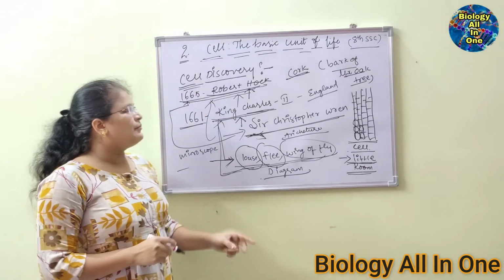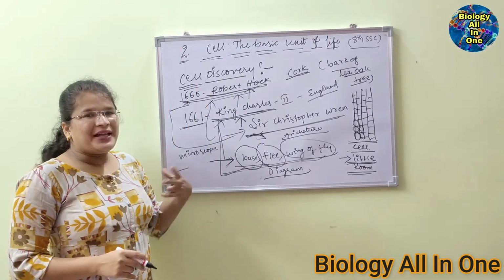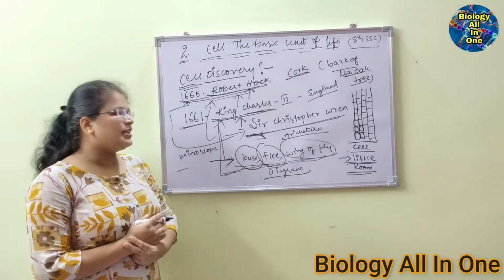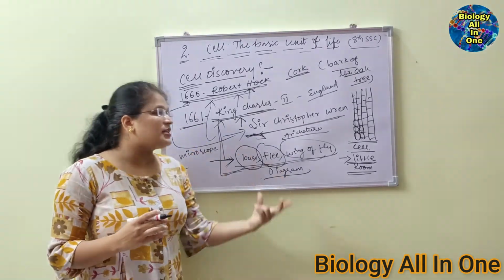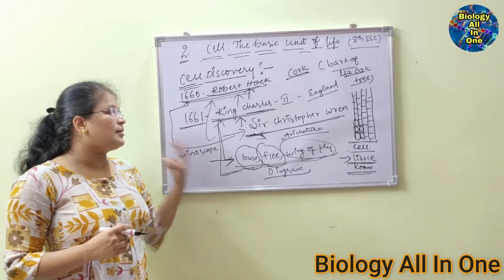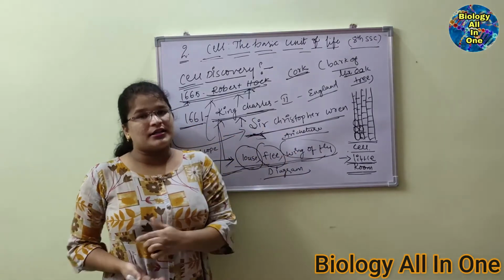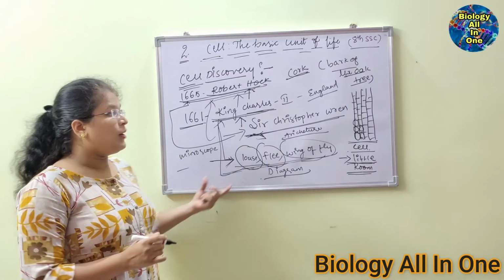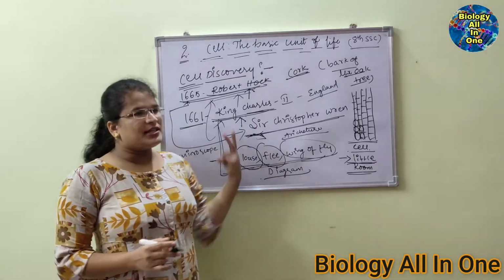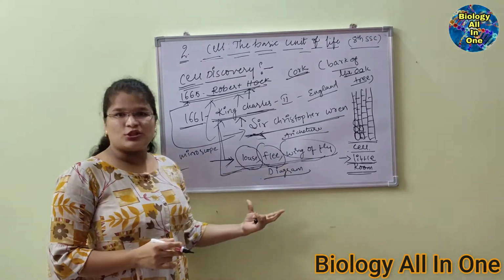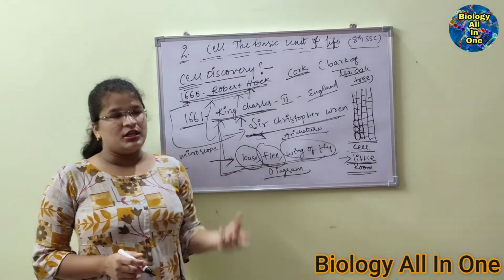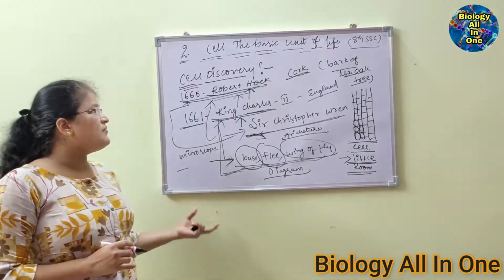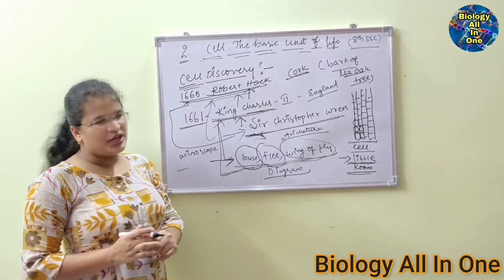Understand? After him, many scientists worked upon this. Few scientists discovered the nucleus, few worked upon the different kinds of cell organelles which are present in different kinds of organisms. Schleiden and Schwann, Schleiden is a botanist and Schwann is a zoologist, they proposed the cell theory also. Understand? They proposed cell theory on the basis of the cell discovery only.